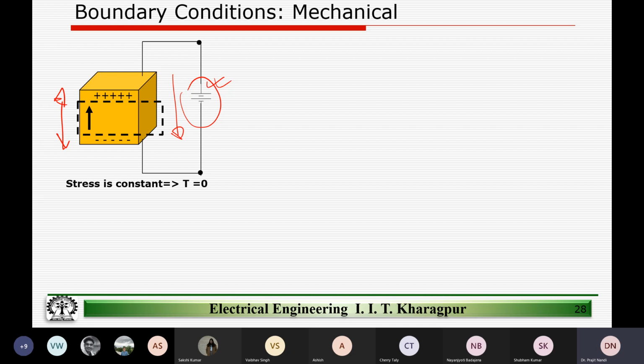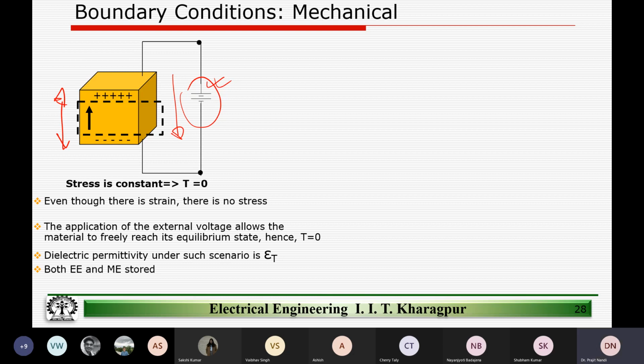Your equilibrium state is getting changed, but you are not under stress, so to say. Here it is important to understand that even if there is strain, the stress is 0. Under this condition, if we were to measure the permittivity, which is an electrical domain characteristic, we will denote that permittivity as epsilon suffix T. Why T? Because the stress is constant. And as I said, zero is a constant number.